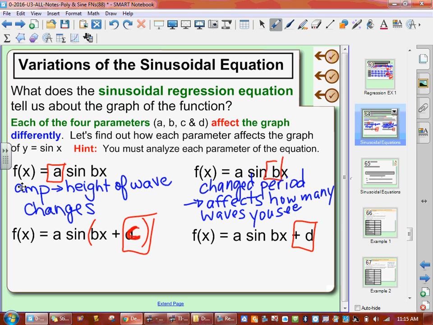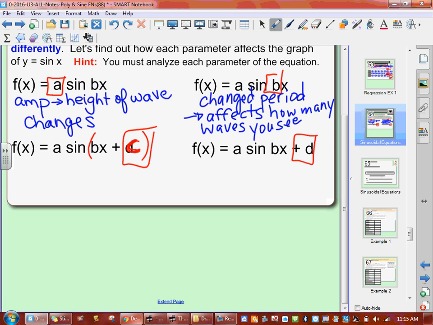Okay, so the amplitude changes the height of your wave. The B value changes the period. It affects how many waves we see. So it affects the speed if we're talking about a vehicle and problem solving. It changes how fast it's going.